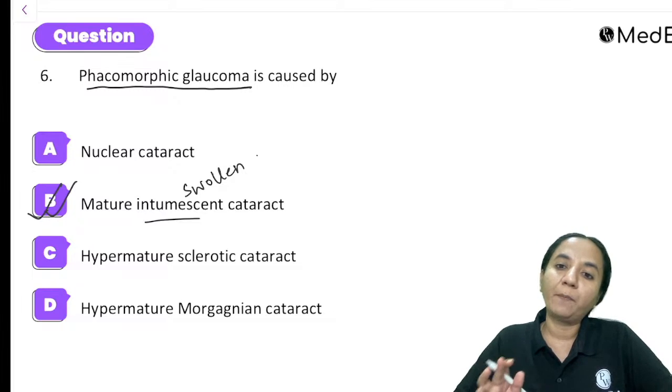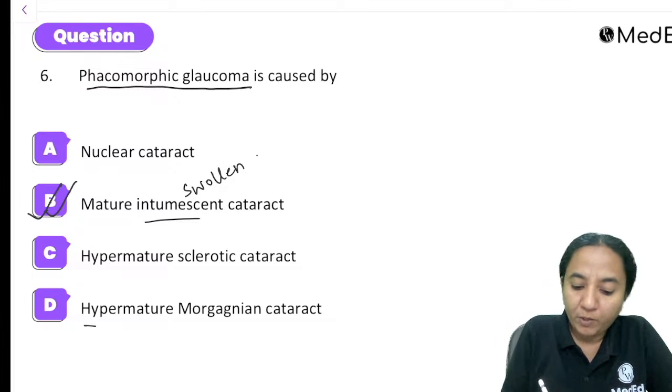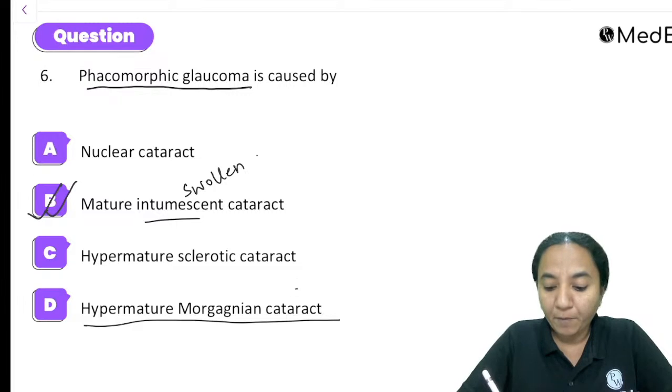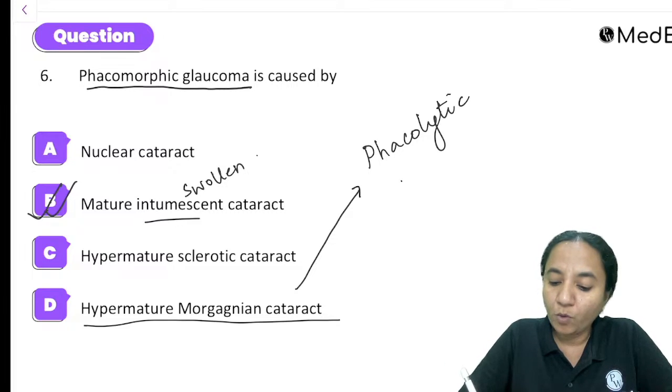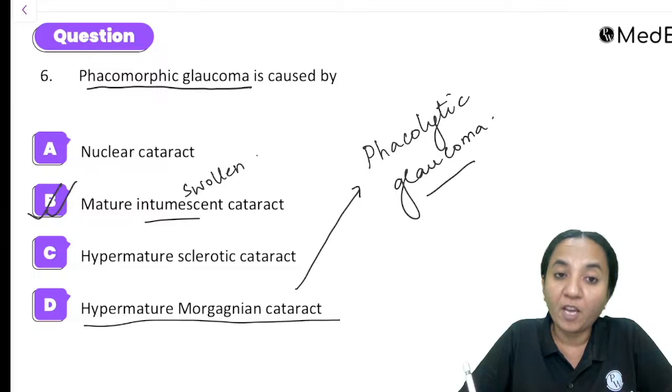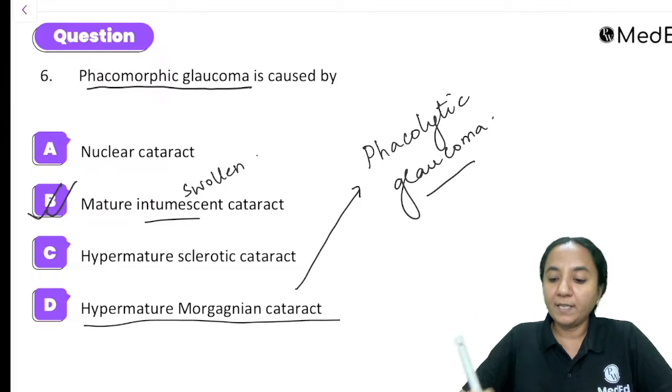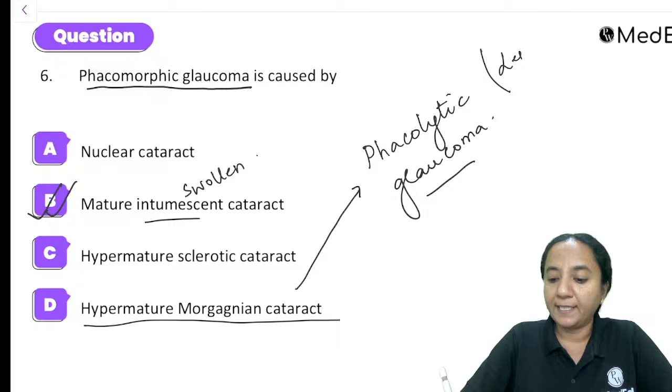And how about a hypermature Morgagnian cataract? With this, you people get confused. Hypermature Morgagnian cataract causes phacolytic glaucoma. So please don't confuse between these two. Phacolytic glaucoma is also called lens protein glaucoma.